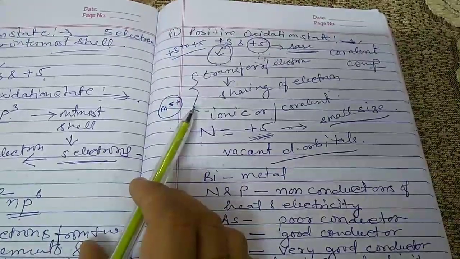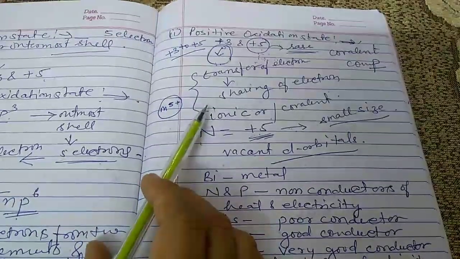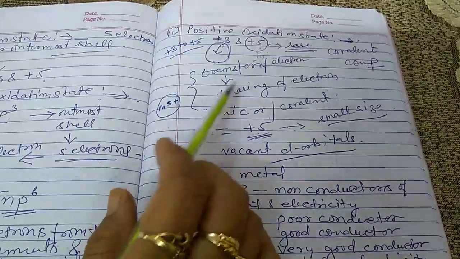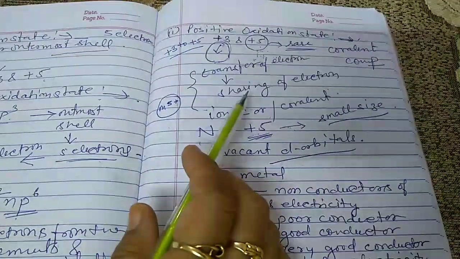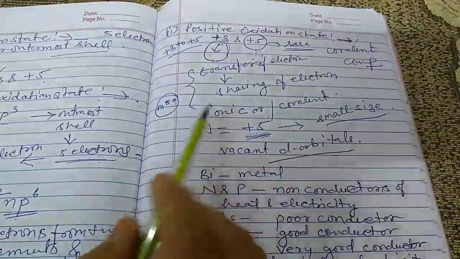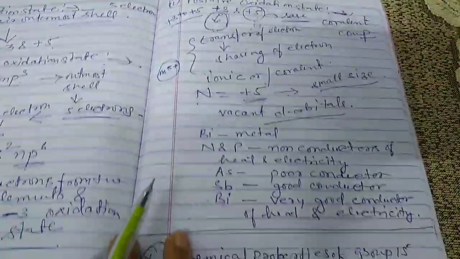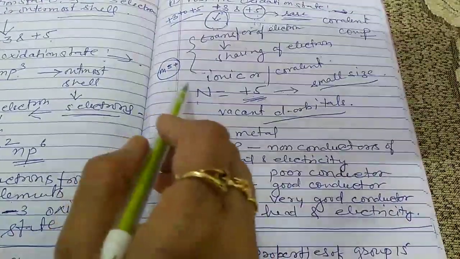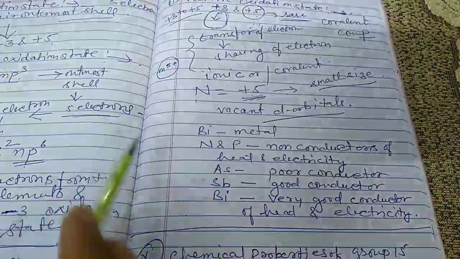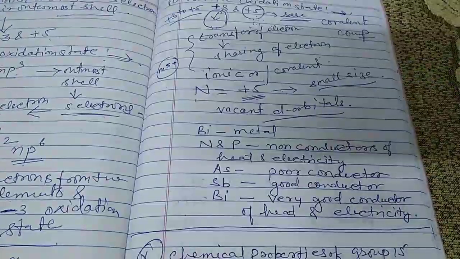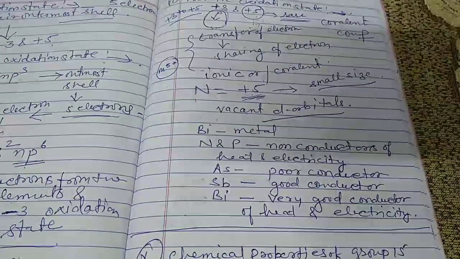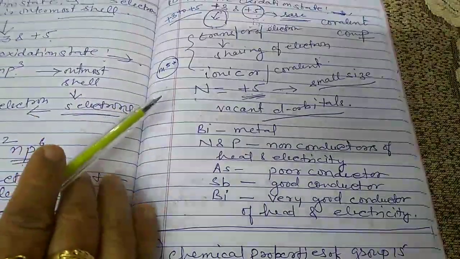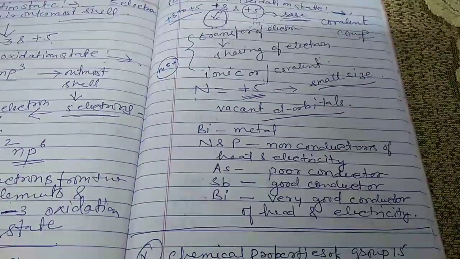Mostly they don't have +5 ions, and in the compounds of group 15 they mostly have the +3 oxidation state. Now there is an exception, nitrogen. Only nitrogen is an exceptional case. Nitrogen does not form compounds in the +5 oxidation state.